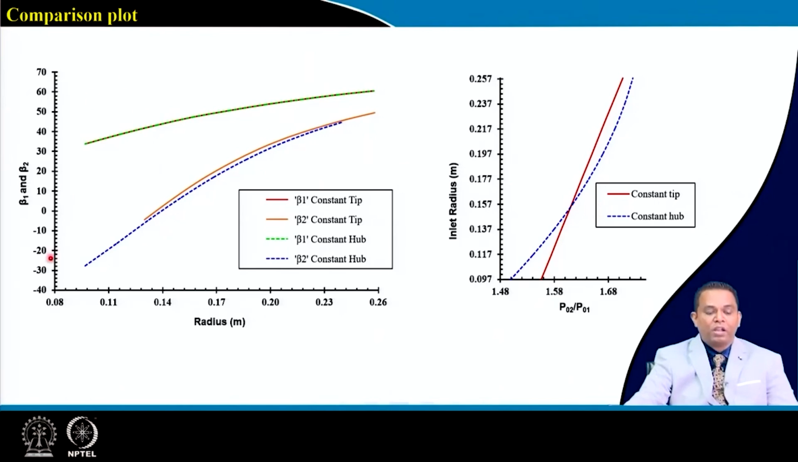Here, if you compare, this represents my variation of beta 1 and beta 2. If you are configuring my beta 1, that is the same for both cases. This represents my variation of beta 2. We need to be a little careful here. Here, this represents my constant hub diameter configuration, and this represents my constant tip diameter configuration.